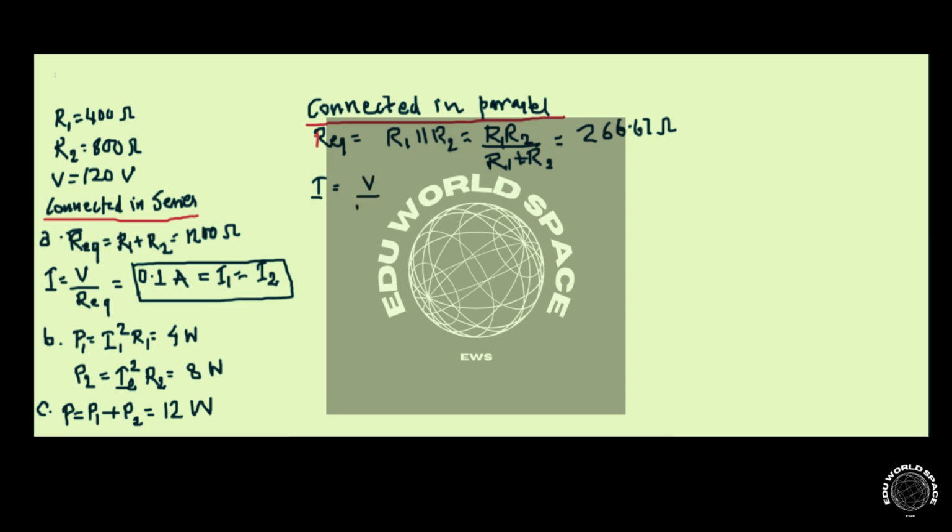Right. So the current that comes out of the battery is V upon Req. Now V is 120 and Req is 266.67. So this comes out to be 0.45 amperes. All right, now since the bulbs are in parallel, the current won't be the same, the current will be divided, and it will be divided in such a way that I1 will be in inverse ratio of their resistance. So I1 is R2 upon R1 plus R2 times I. Now we know R2 is 800 upon 1200 into 0.45, that is equal to 0.3 amperes. Right.